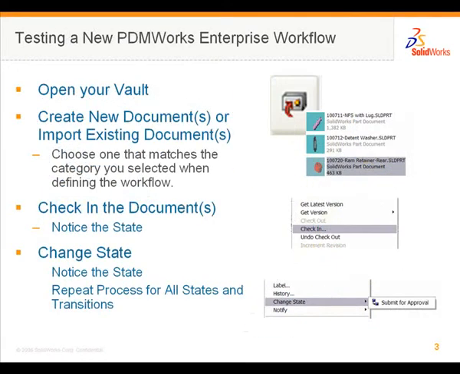The general procedure for testing a new SOLIDWORKS Enterprise PDM workflow is to start with opening your vault. Then you'll either need to create a new document or documents, or you can import existing ones, but make sure to choose the one that matches the category you selected. In our case, we selected medical device parts, and those are the ones that we're going to have to use, so those will be these 3 SOLIDWORKS parts that we'll just drag and drop into the vault to test it.